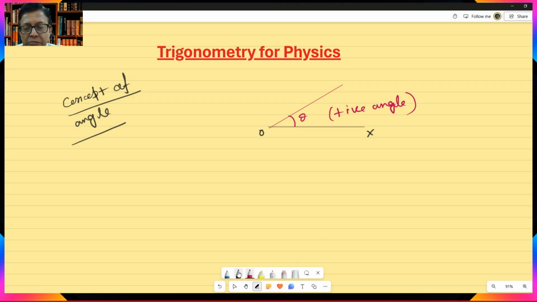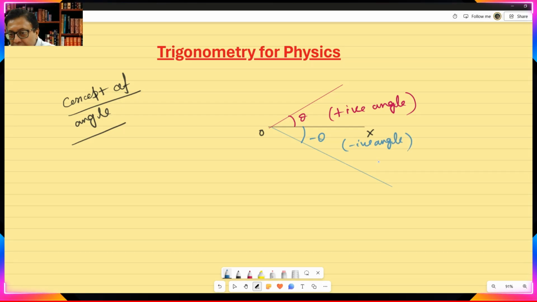Okay? Same thing, if the rotation is done in clockwise sense, this way, then it will be a negative angle. So angle, positive or negative, depends on the sense of rotation. Okay? So this is theta, this is minus theta. The negative angle. Okay? Positive angle there, negative angle also there.